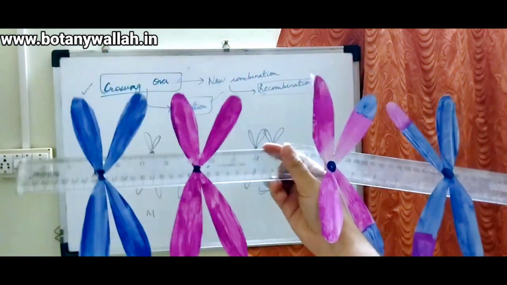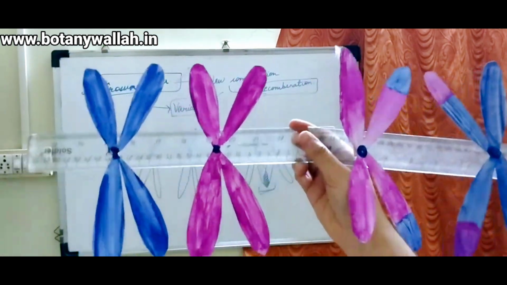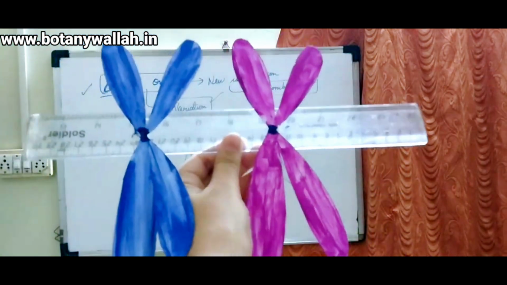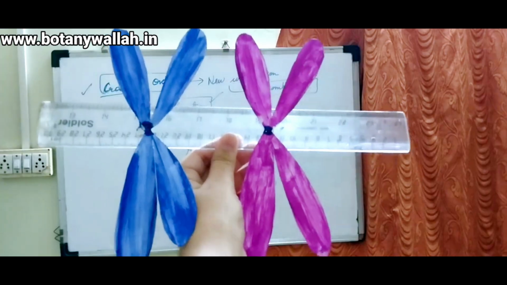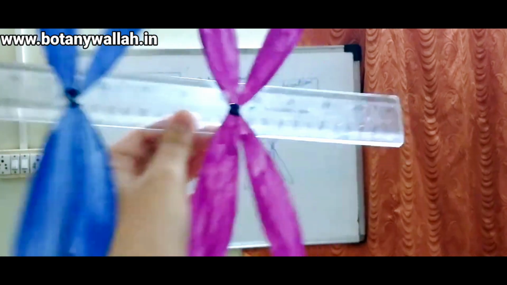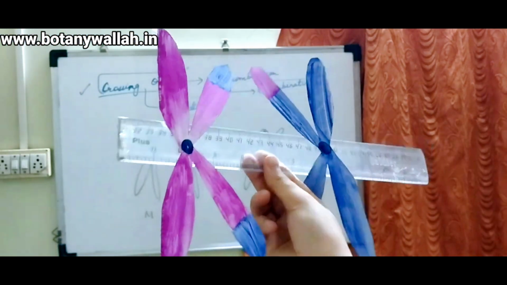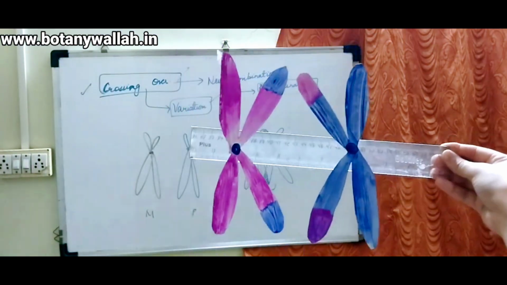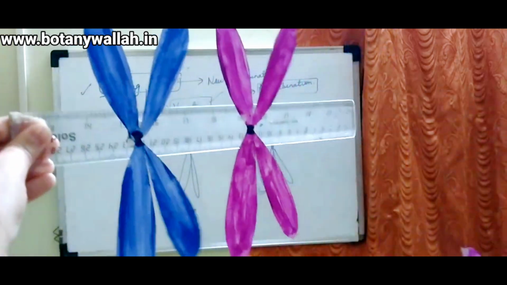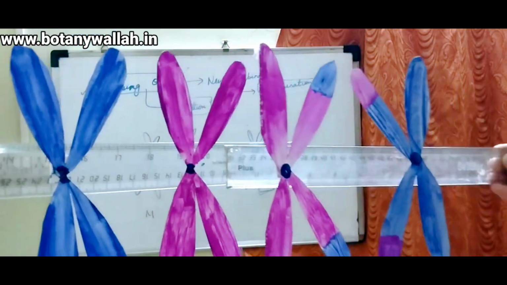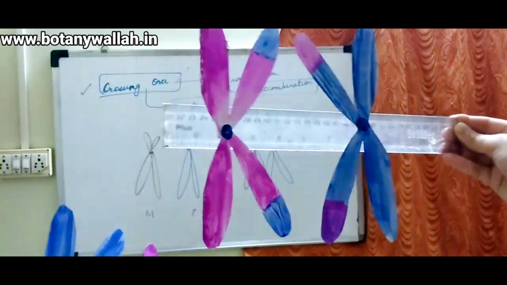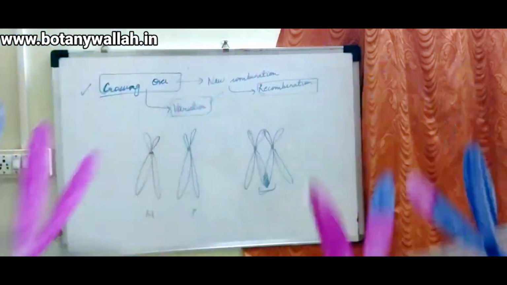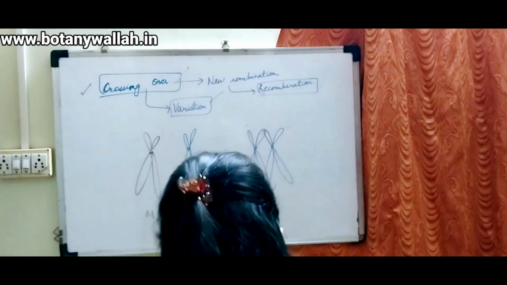So if you can see this, see these chromosomes, and then you see these chromosomes. I will remove my hand. Just see this. You will get the understanding of what I was trying to explain. Okay, so I think this is clear.